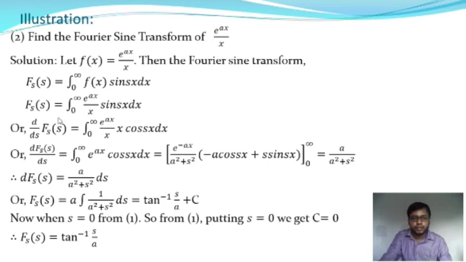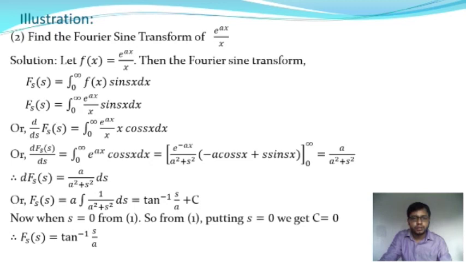So applying this formula, we will get e to the power minus ax by a square plus s square into minus a cos(sx) plus s sin(sx), where the lower limit is 0 and the upper limit is infinity. Now if we put x equal to infinity, we will get the value 0, because e to the power minus infinity is equal to 0. So the whole term, when we put x equal to infinity, will give 0. And if we put x equal to 0, then we will get e to the power 0, that is 1, so 1 by a square plus s square.